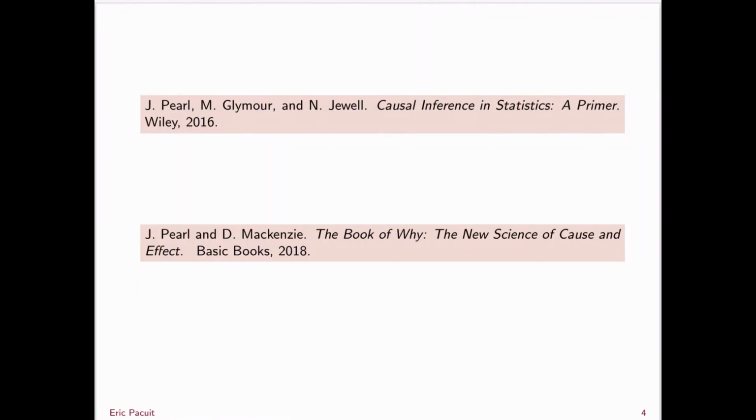Now, here are two books that go into further detail about this way of thinking. Judea Pearl is the main figure who has developed these ideas. He's a very well-known computer scientist, and he did a lot of the foundational work to develop the ideas presented in this lecture. In particular, the second book, The Book of Why, is a very good popular book aimed at popularizing some of these ideas.